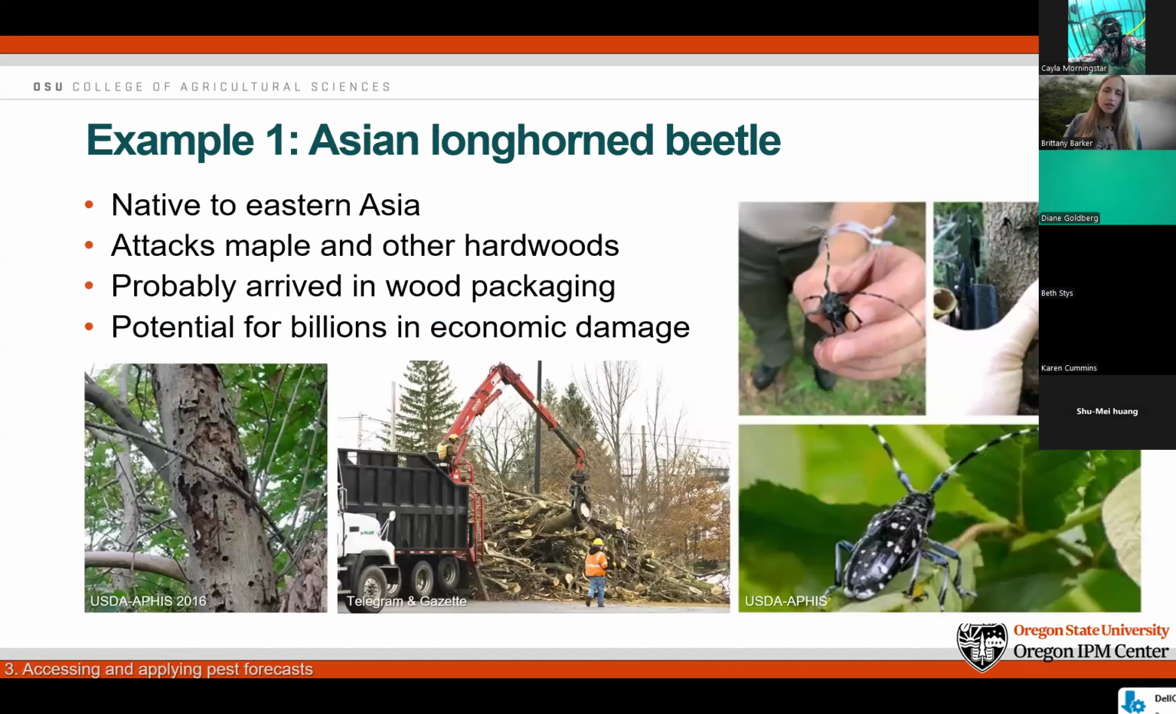So focusing on the Asian longhorn beetle, they are native to Eastern Asia. From what I understand, they think the native range is Eastern China and also the Korean Peninsula. And this insect probably arrived in the US via wood packaging material from Asia. It was first found in Brooklyn, New York in 1996.